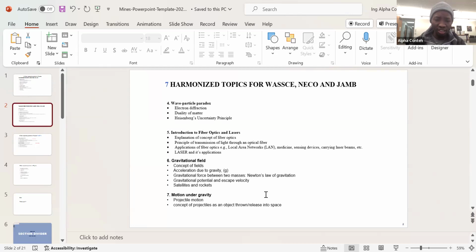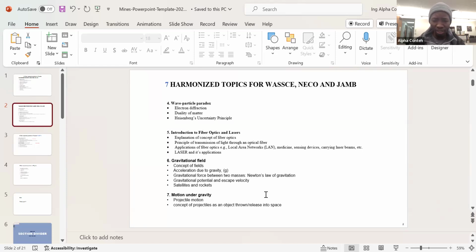You also need to consider satellites and rockets. Under satellites and rockets, what is most important is that you have to take note of the uses of both rockets and satellites. And the last topic for part 1 is motion under gravity, wherein you have to deal with projectile motion. You see, you have to do basic calculations.